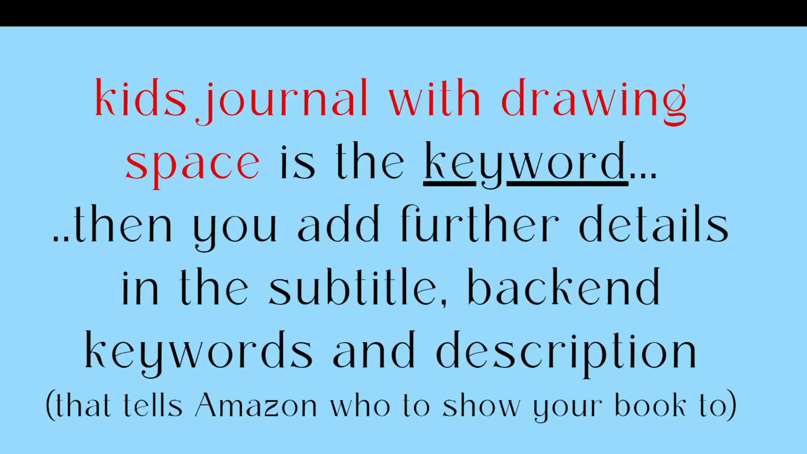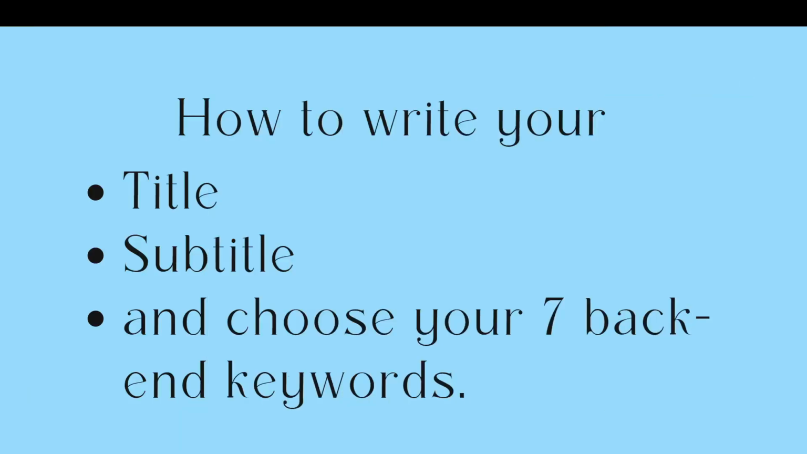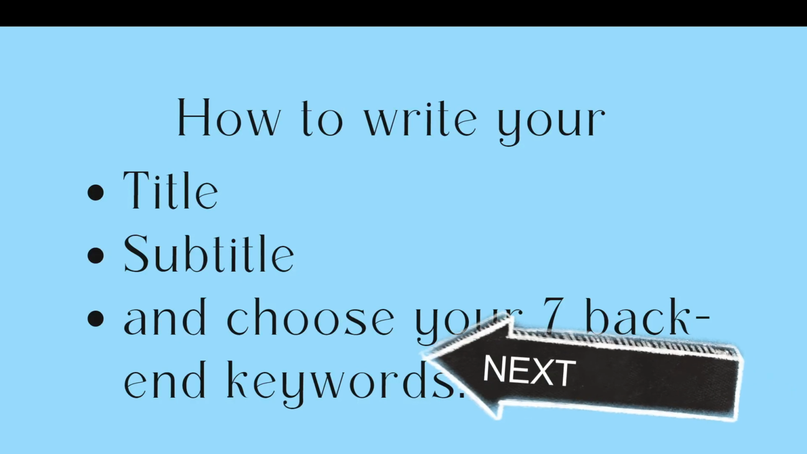Okay, kids journal with drawing space is the keyword. Then you need those further details: the subtitle, the back-end keywords and the description for your book. This is going to tell Amazon who to show your book to, and it's going to tell your customer if this book is right for them. So how to write your title, your subtitle and choose your 7 back-end keywords. That's what we're going to talk about today in this video.